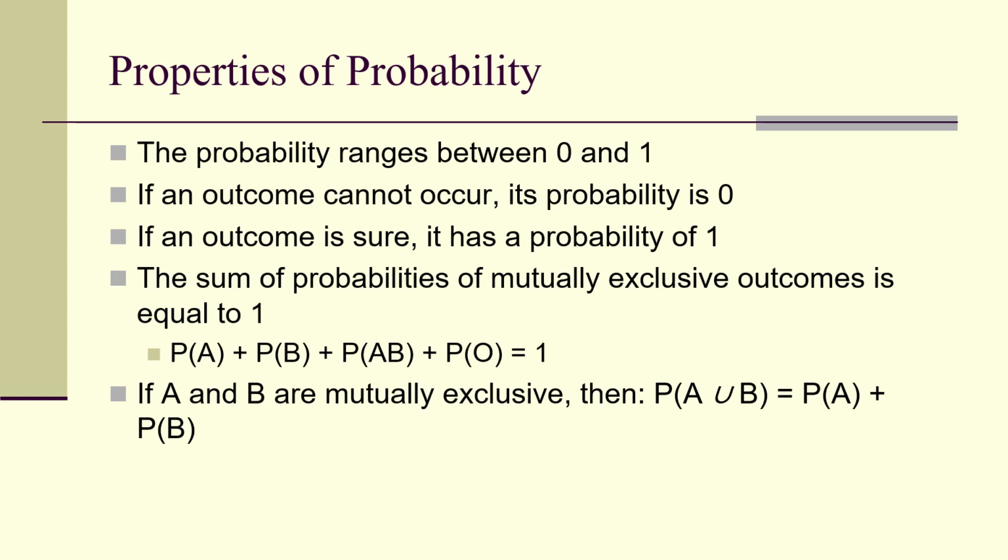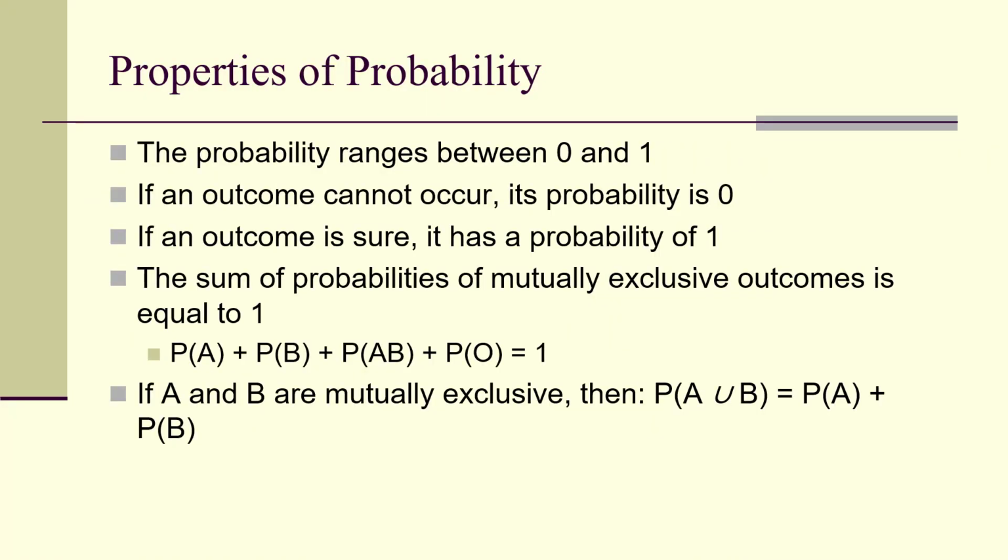Here are the properties of probability. The probability of an event, which informs us of the likelihood of its occurring, can range anywhere from 0 to 1. If an outcome cannot occur, its probability is 0. If an outcome is sure, its probability is 1. One practical use of this rule is that it can be used to identify any probability calculation that comes out to be more than 1 as incorrect.